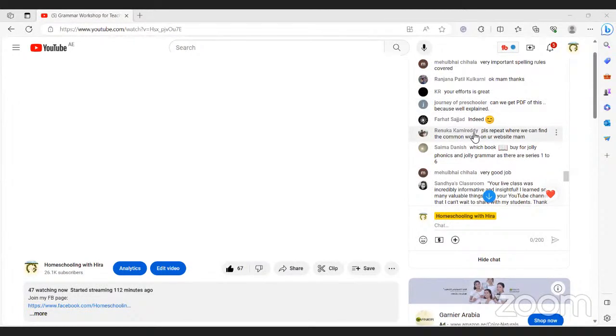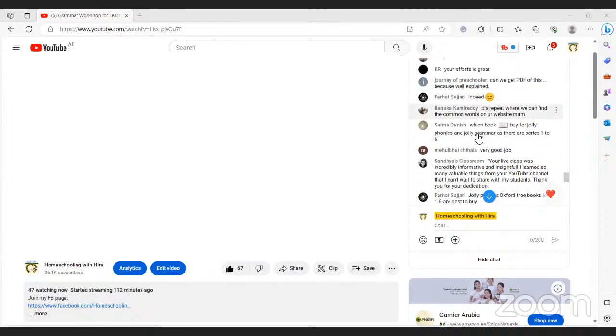PDFs are paid if you want to get the PDF. अभी अगर आपका giveaway में निकल आए then good enough, otherwise I will just make it available, you can pay and get the PDF. Please repeat, where we can find commas on your website, ma'am? Find the common words, reading list में आ जाएगा. I'll send that to the group as well.